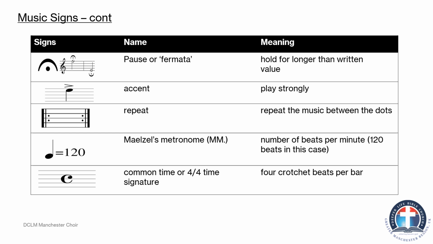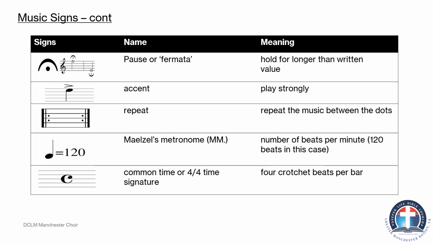Then when you see something like this, we're talking about Maelzel's metronome, known as MM. It's simply telling you the tempo. What tempo should you maintain? For example, if you see a crotchet is equal to 120, what does it mean? It tells you the number of beats per minute. That means in 1 minute you should have 120 beats. That's 60 seconds, so you can divide to find how many beats you should have in 1 second.